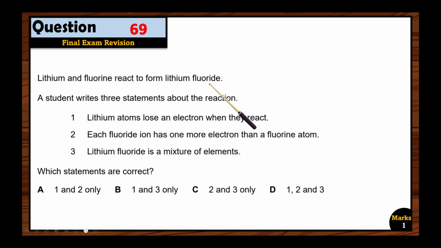Lithium and fluorine react to form lithium fluoride. A student writes 3 statements about this reaction. Lithium is a metal, fluorine a non-metal, so of course it is an ionic compound. Now let's see. Lithium atom loses an electron when they react. Yes, that's right, because lithium is a metal, it will lose an electron. Each fluoride ion has one more electron than the fluorine atom. Yes, that's right, because the fluoride ion gains one electron. So if the fluorine atom has 7 electrons in the outer shell, then the fluoride ion will have 8 electrons. So it's one more. That option is also right.